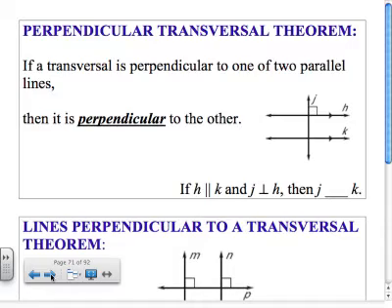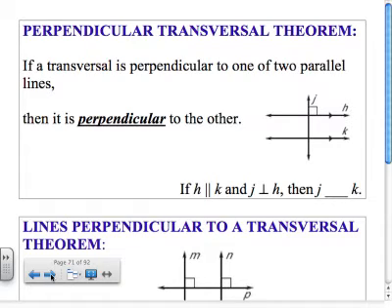Again, we won't do a ton of proofs with these theorems, but we will look at a lot of situations where we'll be solving for things. Perpendicular to a transversal theorem. Again, we've already seen some theorems like this. It says if a transversal is perpendicular to one of 2 parallel lines, then it is perpendicular to the other. Should make sense, right?